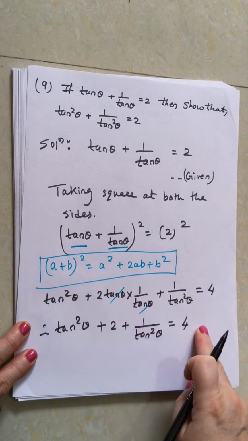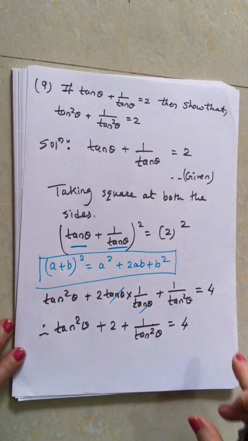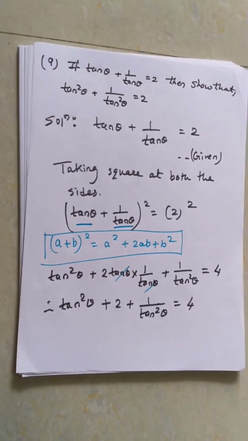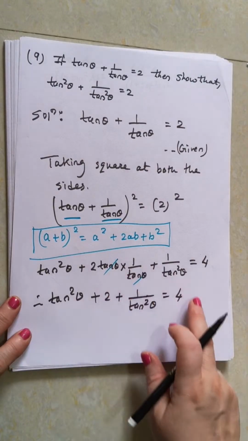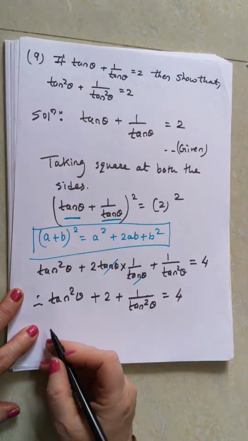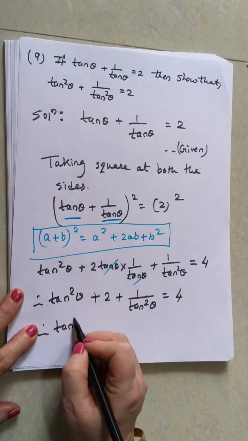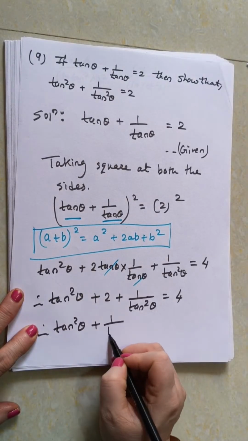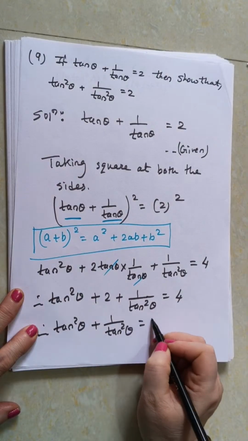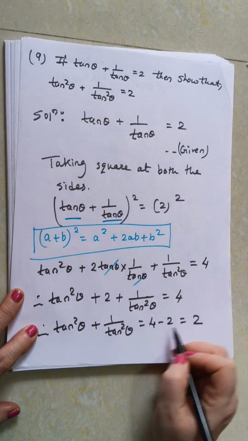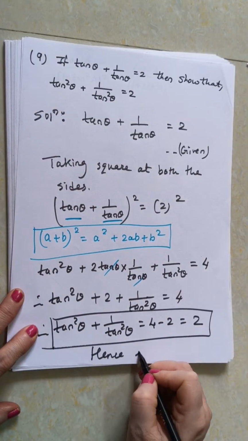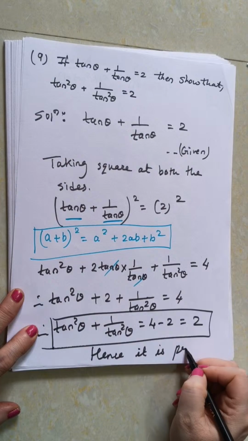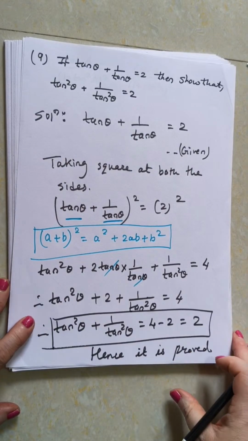Now let us take this 2 to the right hand side, and it will be negative. So what will happen? Tan square theta plus 1 upon tan square theta is equal to 4 minus 2, and that is 2. And hence it is proved.